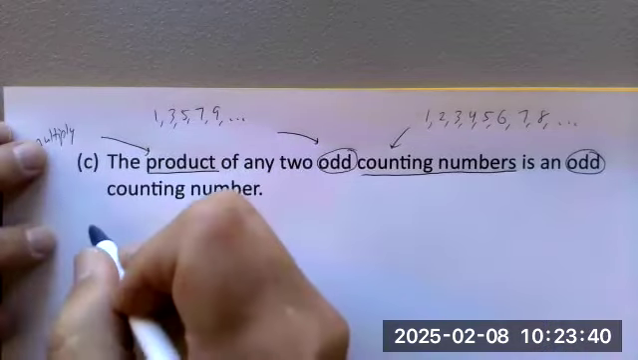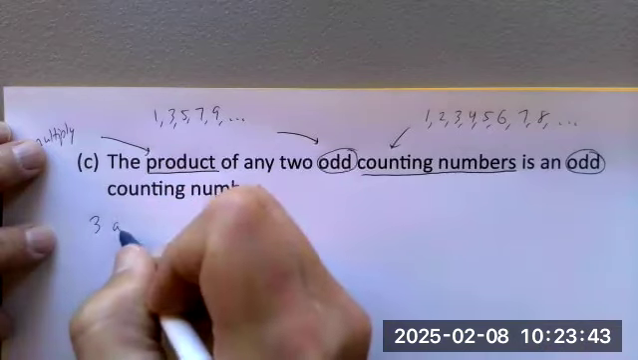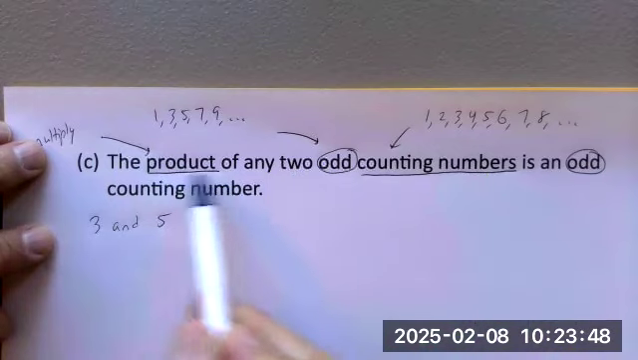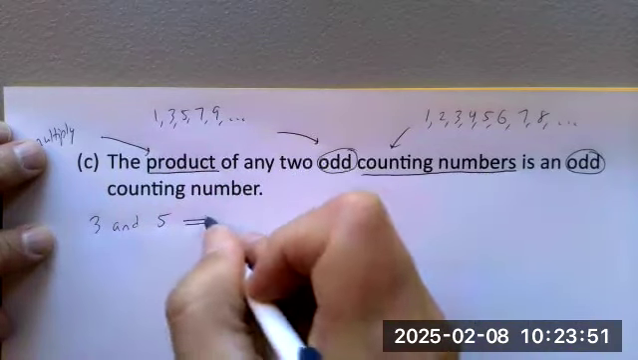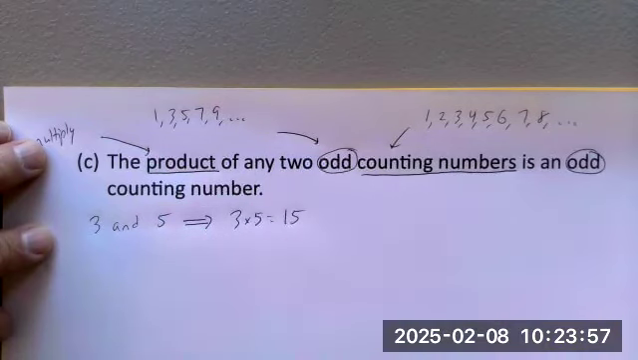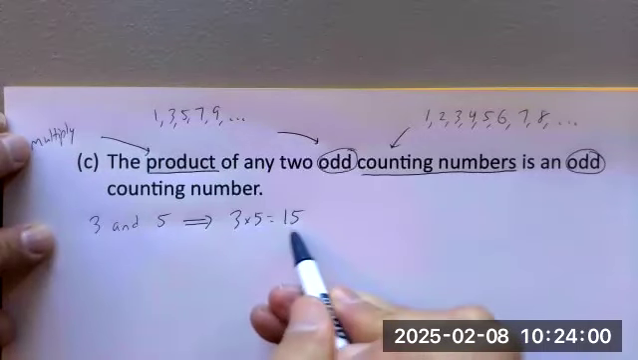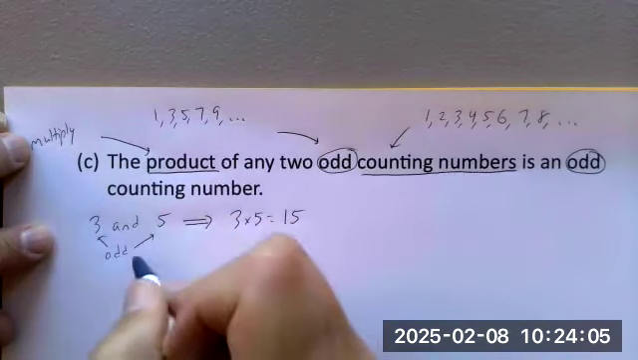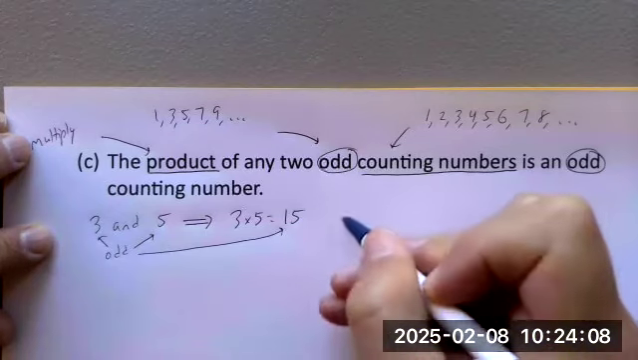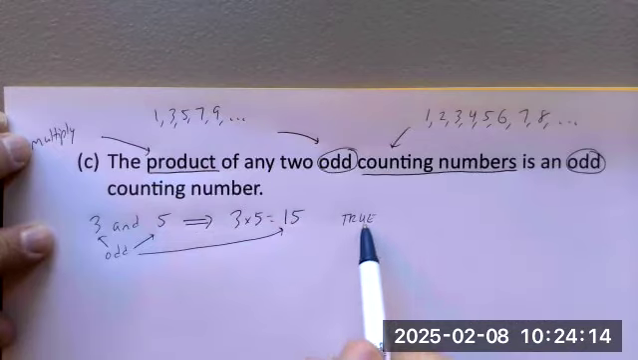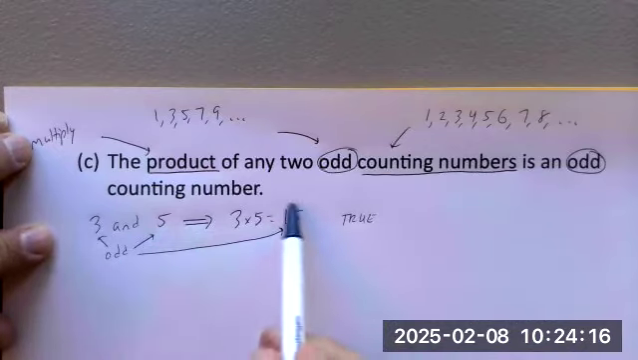So, I don't know, 3 and 5. Those are both odd numbers, right? Those are two odd numbers. Let's take the product. Let's multiply them. 3 times 5 is 15. 15 is an odd number, right? Odd, odd, odd. So at the moment, or at least for 3 and 5, we would say this is true. 3 and 5 are both odd numbers, and their product became an odd number.